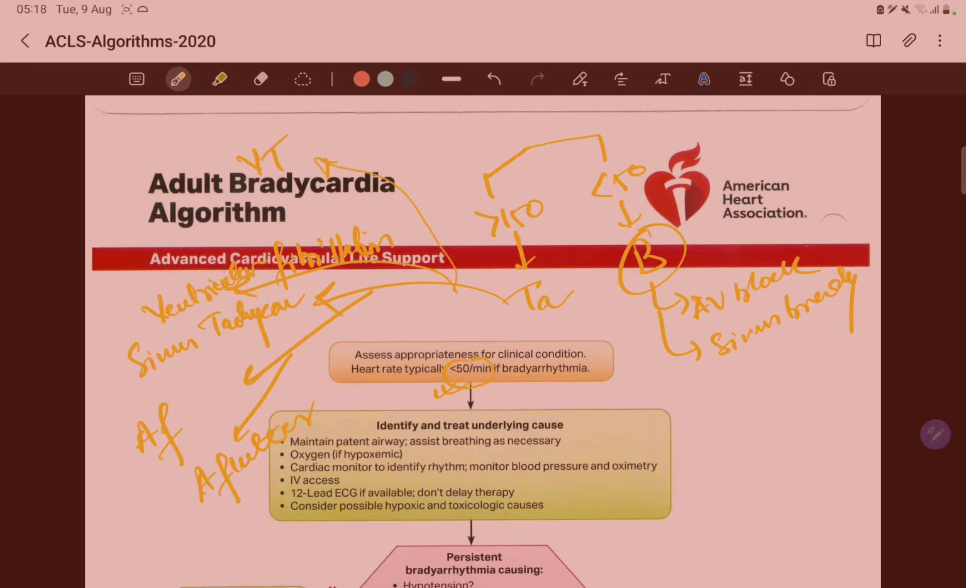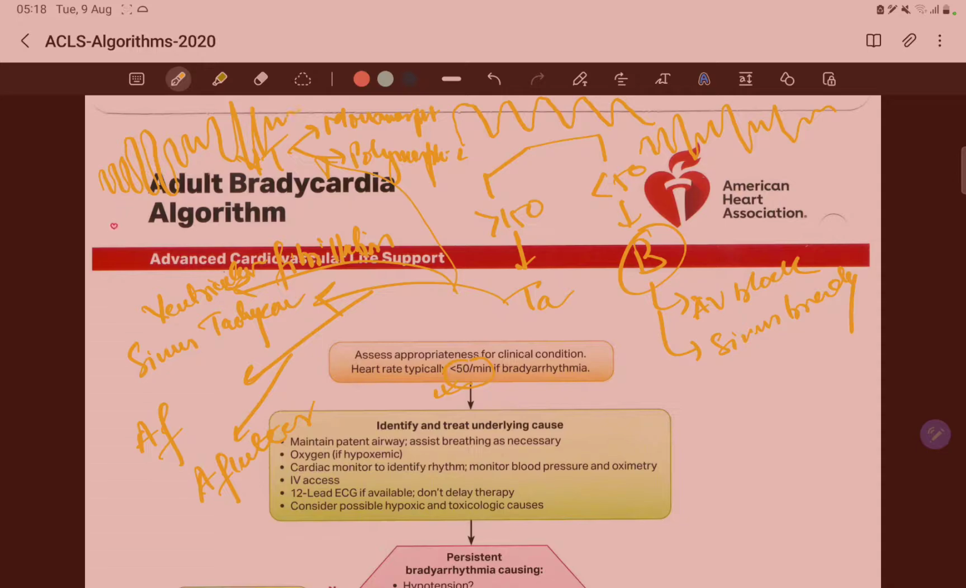In ventricular tachycardias, we have monomorphic VT. It looks like a finger, and these are the same shape. And we have polymorphic VT, with different shape and size waves. And we have something like this: this is torsades de pointes. The treatment here is magnesium, very important.